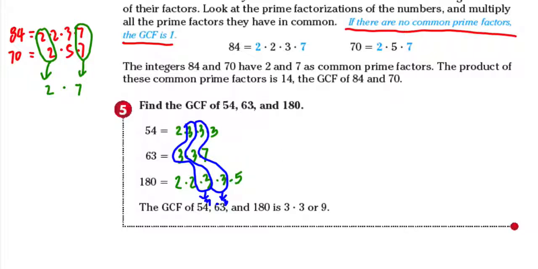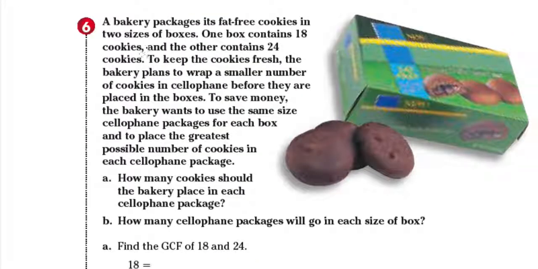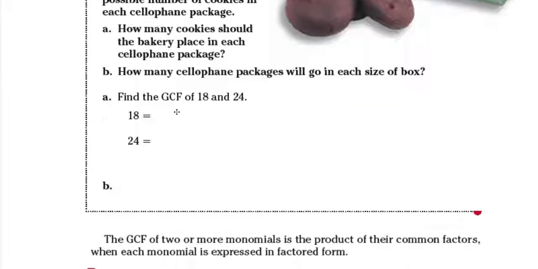Okay, let's take a look at example number 6. A bakery packages its fat-free cookies in 2 sizes of boxes. One box contains 18 cookies and the other contains 24 cookies. To keep the cookies fresh, the bakery plans to wrap a smaller number of cookies in cellophane before they are placed in the boxes. To save money, the bakery wants to use the same size cellophane packages for each box and to place the greatest possible number of cookies in each package. So again, this is a GCF problem. In letter A, how many cookies should the bakery place in each cellophane package? And letter B, how many cellophane packages will go in each size of box?